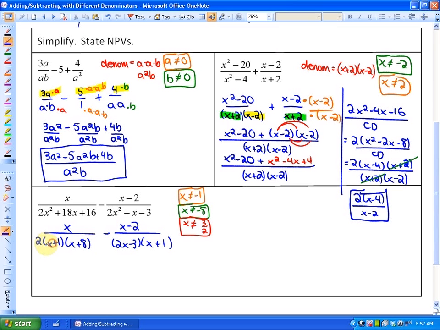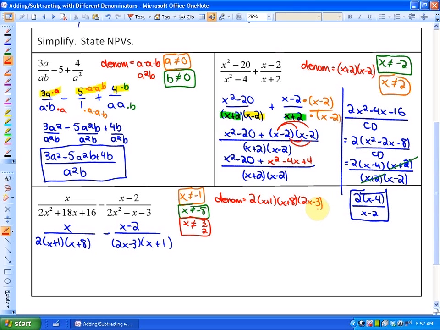Alright, so now we can start creating our common denominator. Each of these rational expressions already has an x plus 1, but that's the only common part at the moment. So our common denominator is going to need a 2 in each one from that first 2. We're going to need an x plus 1 in each one, an x plus 8 in each one, and a 2x minus 3 in each one.